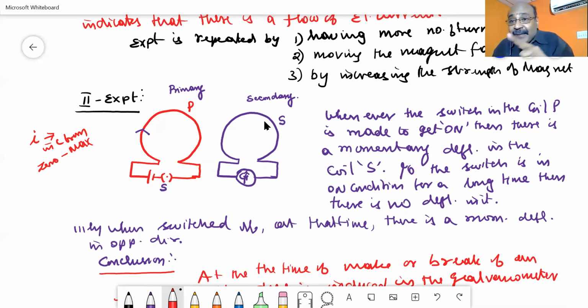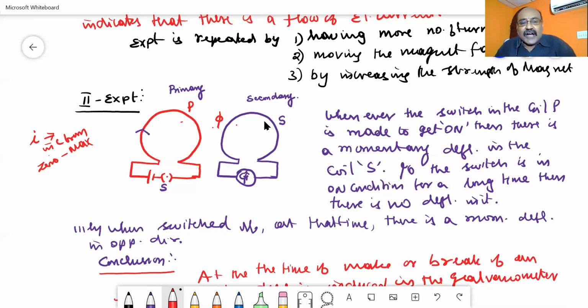According to Ampere, as I told at the initial introduction of this lesson with Oersted and Ampere, around a current carrying loop of wire a magnetic field is produced. That magnetic field links some flux with this second coil. Whenever this current changes, the magnetic field changes. When the magnetic field changes, the magnetic flux changes. When magnetic flux changes, a current is induced. That current produces a deflection in the galvanometer.